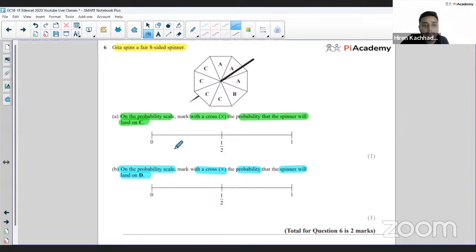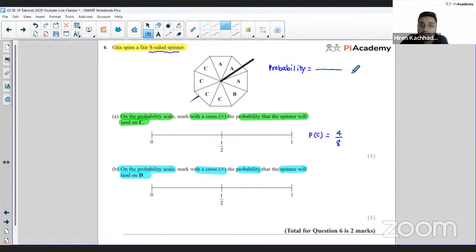First of all, we are finding the probability that the spinner will land on C. As you know, this is an 8-sided spinner. Out of the 8 sides, you have 4 sides of C. So the probability of C is what? The numerator is going to be 4 and the denominator is 8. Why? Because you know the probability formula. Probability equals what?